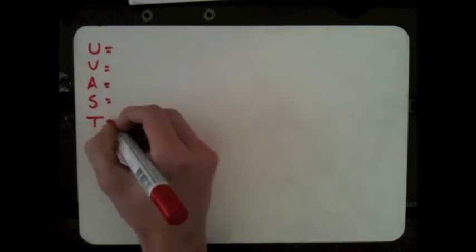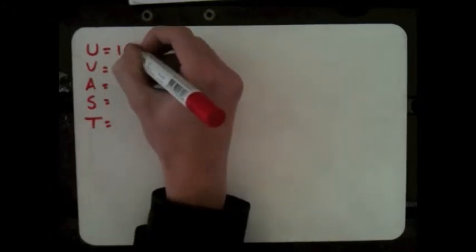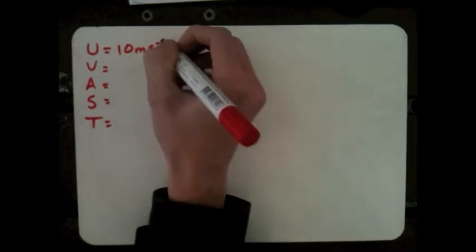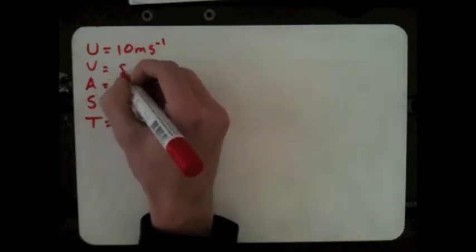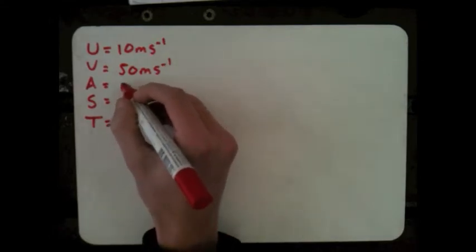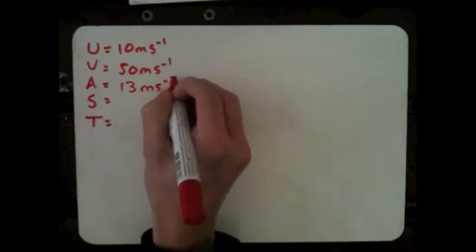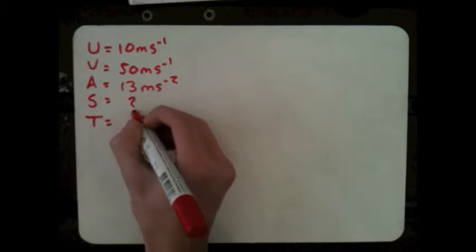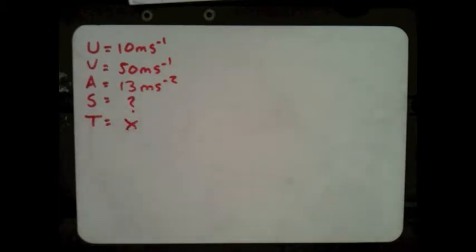For example, U is 10 meters per second, V is 50 meters per second, acceleration is 13 meters per second squared. We put a cross next to T because we do not need it, and we put a question mark next to S because that is what we're trying to work out.